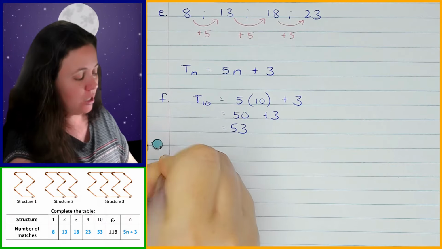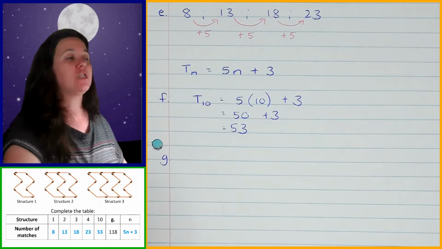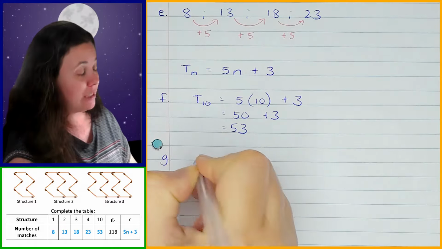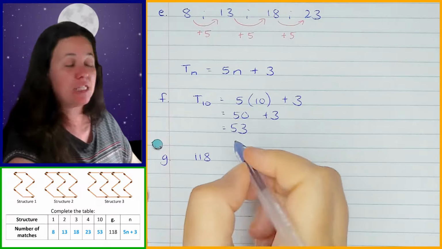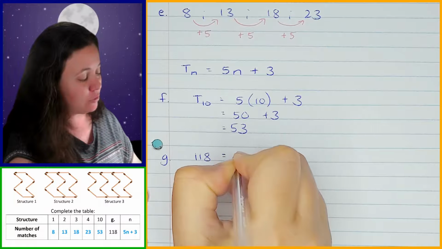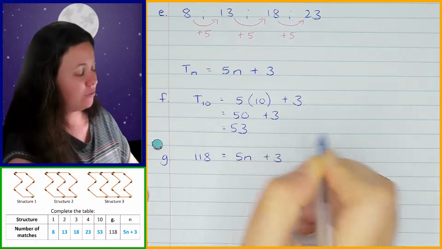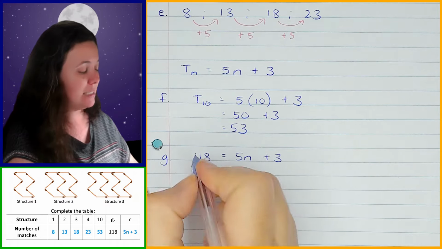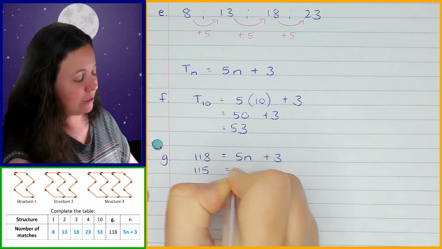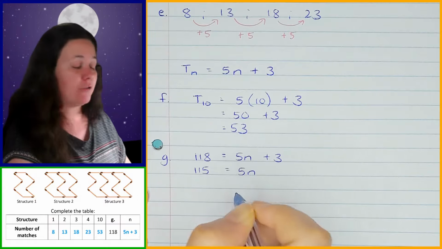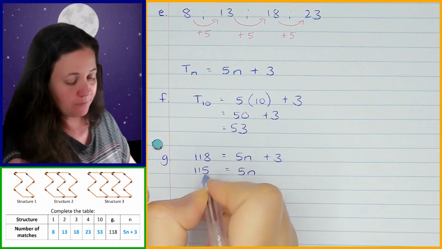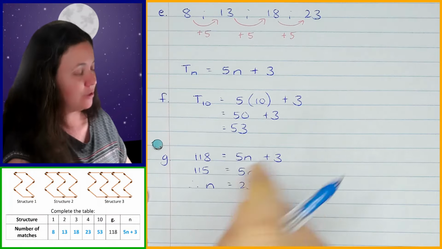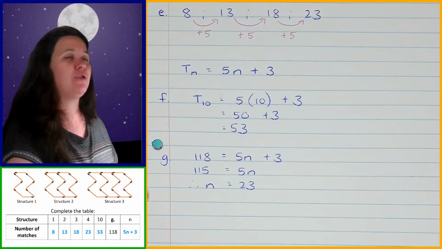And then for question G, we need to work out which structure will have 118 matches in it. So this is where we're going to be putting our 118 in place of Tn. So it's 118 is equal to 5n plus 3. Now we're going to solve for n. To work out what n is, I'm going to subtract 3 on both sides. That gives me 115 equal to 5n. And now I need to divide by 5 on both sides, and that gives us 23. So therefore, n is equal to 23. Okay, and that is how you would do that question.